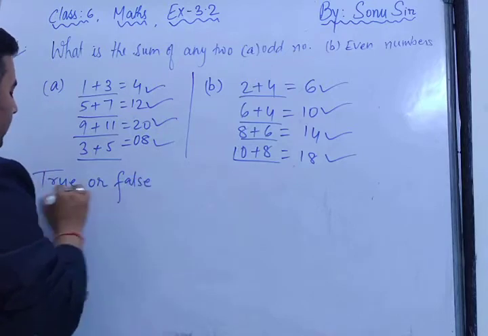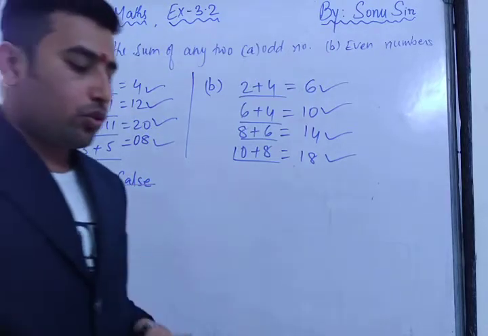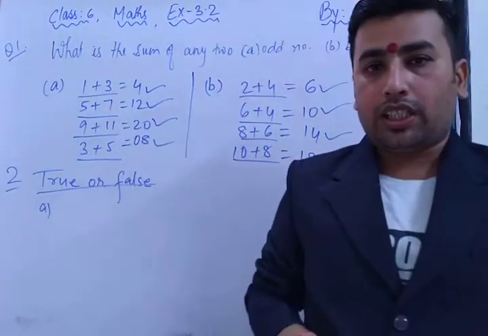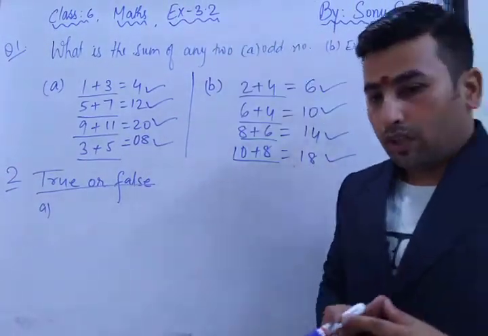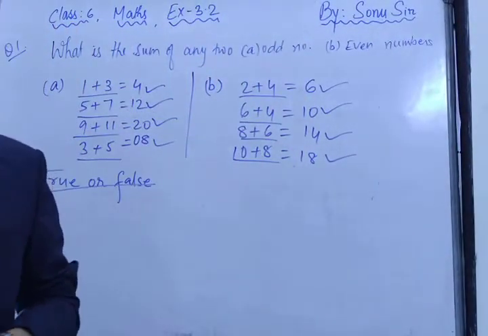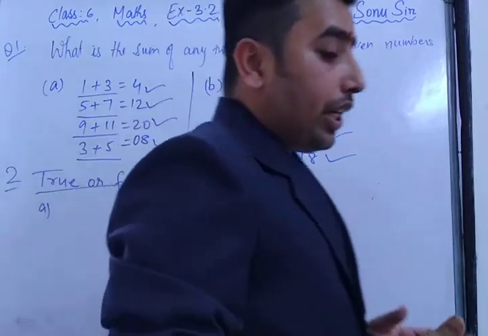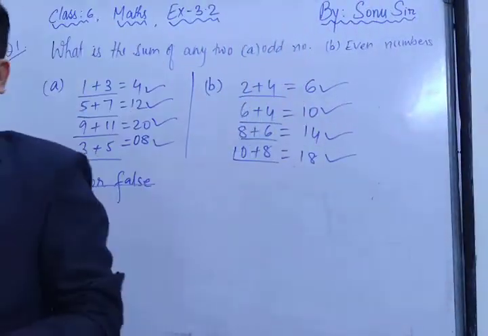So what we have to do in this question is just write either it is true or false. I will read the question, after that we will discuss it, and then we will write true or false. So the first question is, the sum of three odd numbers is even. Is it possible that the sum of three odd numbers will be even?